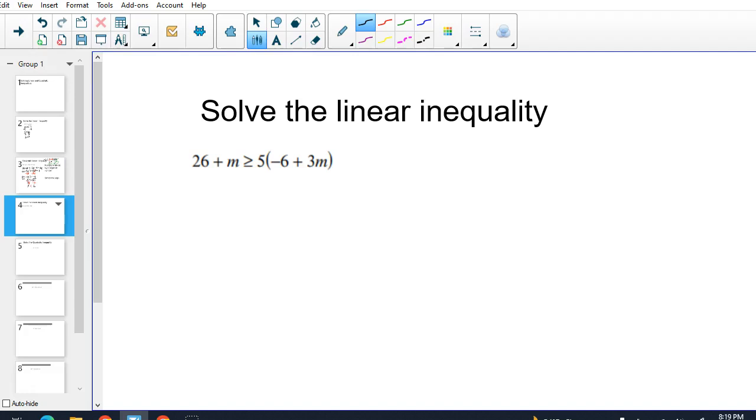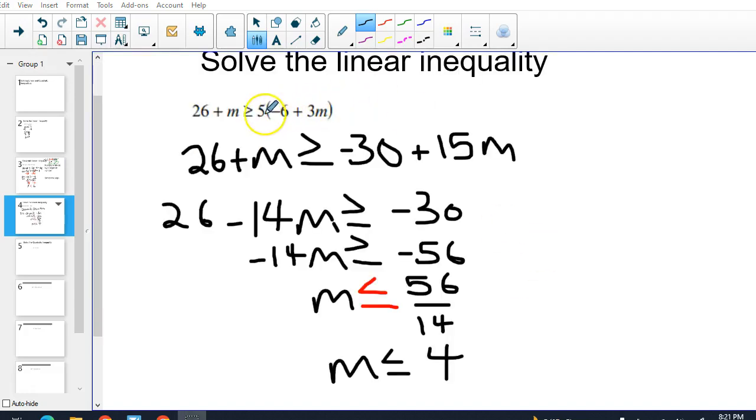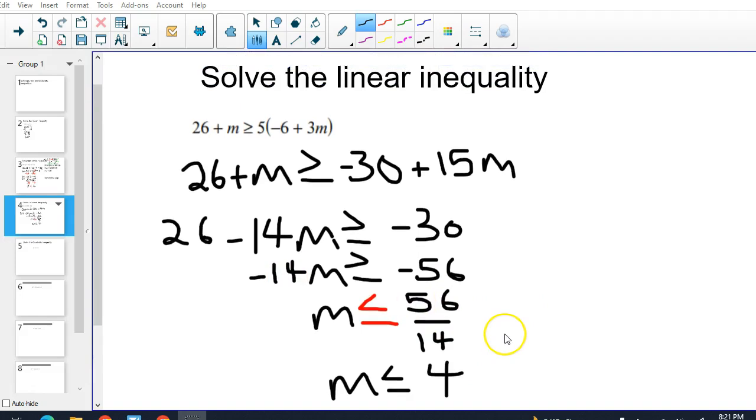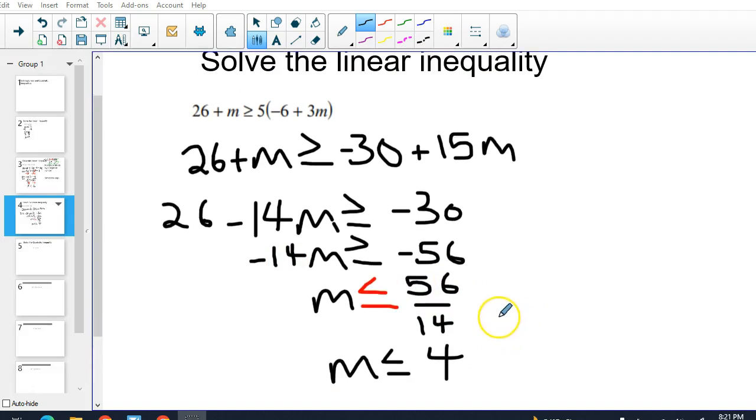Okay, and go. So we distribute the 5, move all of our m's to one side of the inequality, and move the constants to the other side to get negative 14m by itself. Then divide by negative 14, which changes our sign because we're dividing by a negative number, and then simplify. 56 divided by 14 gives me 4. Hopefully this was a review for you. With our quadratics, that's where we get a little bit of new stuff.